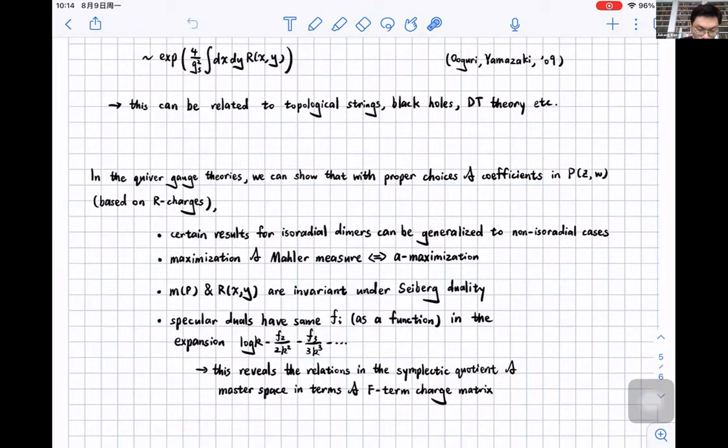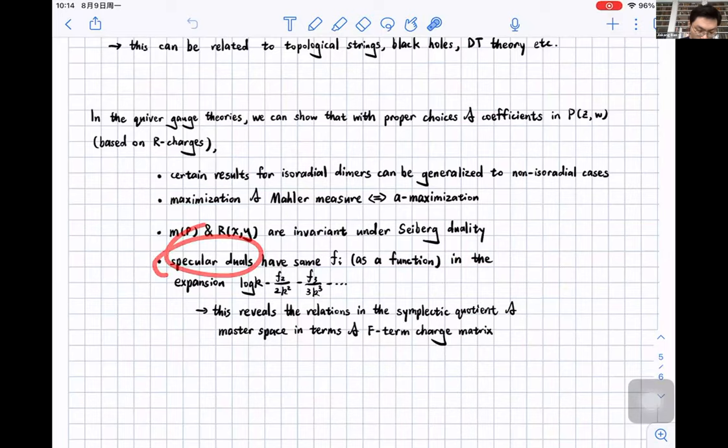In quiver theories, with certain choices of coefficients in the Laurent polynomial, some mathematical results for isoradial dimers can be generalized to non-isoradial ones. And also, for maximization of the Mahler measure, we found that it's equivalent to a-maximization. The Mahler measure and also the Ronkin function, these two objects are invariant under Seiberg duality. And there is another duality called specular duality. The Mahler measure and the Ronkin functions have some nice properties under this duality. So for specular duals, we can write the expansion like this.